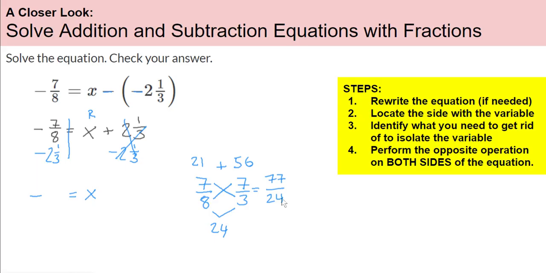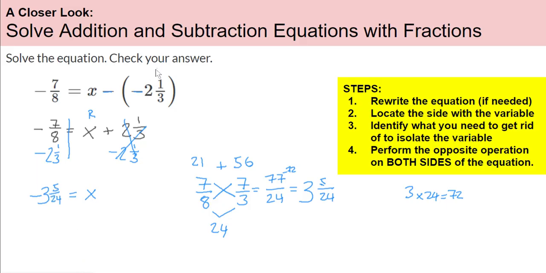Now let's change this to a mixed number. How many times can 24 go into 77? It goes into it 3 times, because 3 times 24 equals 72. So I can take out 72, and I have 5 left over. So 3, remainder 5 over 24: 3 and 5/24. Remember we said it was going to be negative, so negative 3 and 5/24.